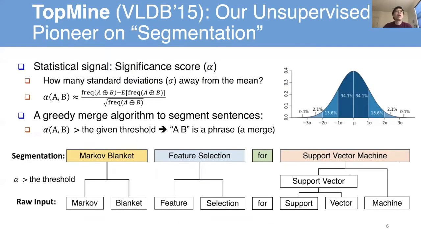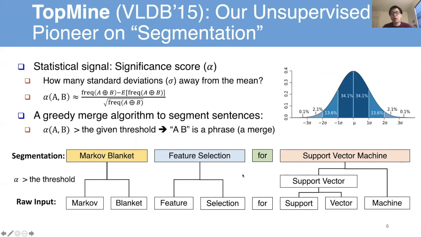So there's a pioneering unsupervised work, TopMine. Basically, it's using a statistical signal, the significance score alpha. As you may know, alpha measures how many standard deviations away from the mean. TopMine uses a greedy merge algorithm to segment sentences. For example, we have a title from the DBLP corpus, "Markov blanket feature selection for support vector machine."